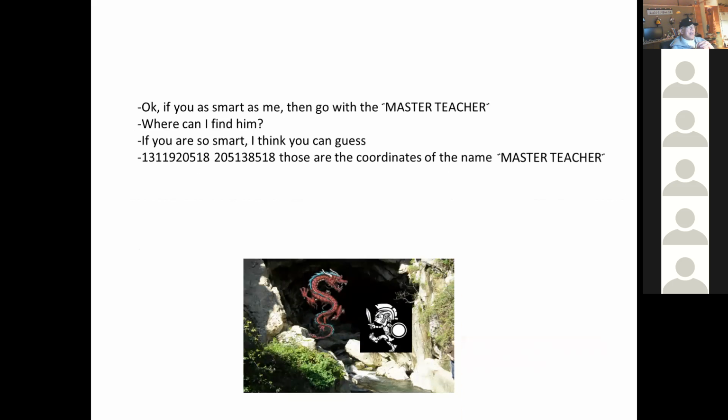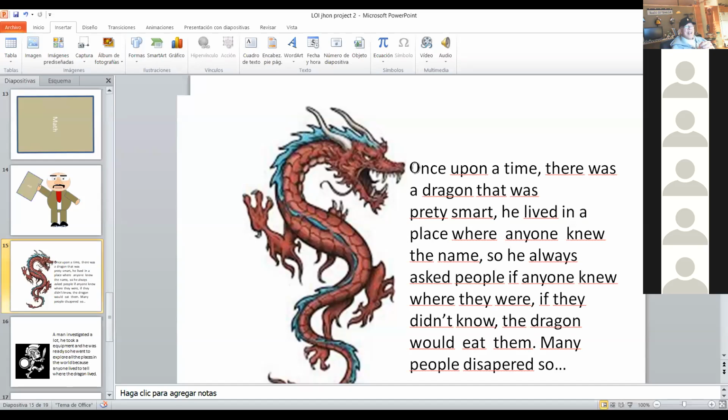So now here it says, if you are as smart as me, then go with the master teacher. Where can I find him? If you are so smart, I think you can guess. And well, that's the number. Excellent. And those are the coordinates of the name master teacher, with also the number of the letters. Wow, very, very clever.